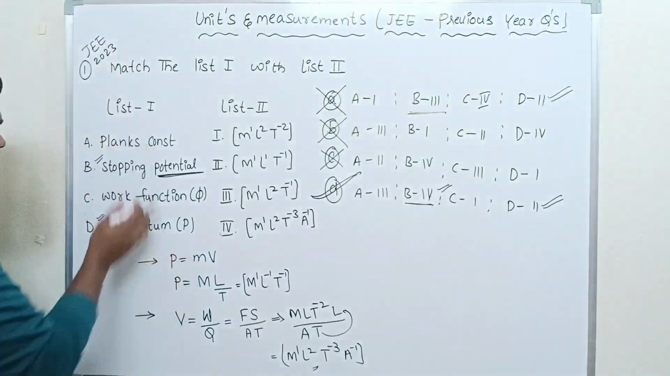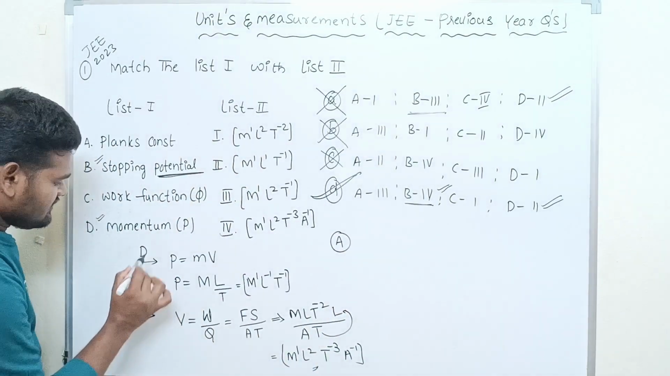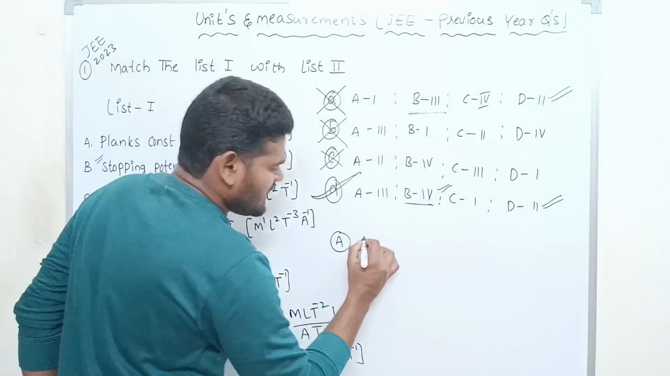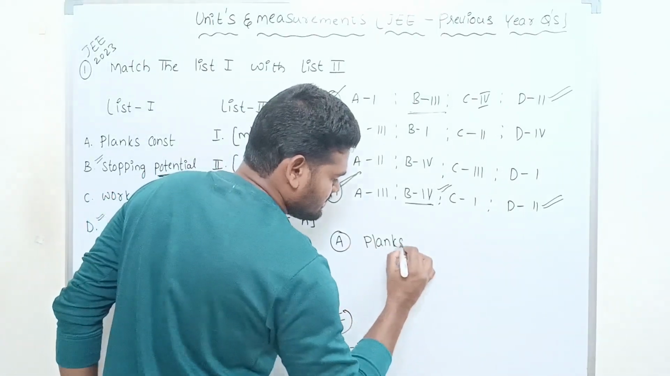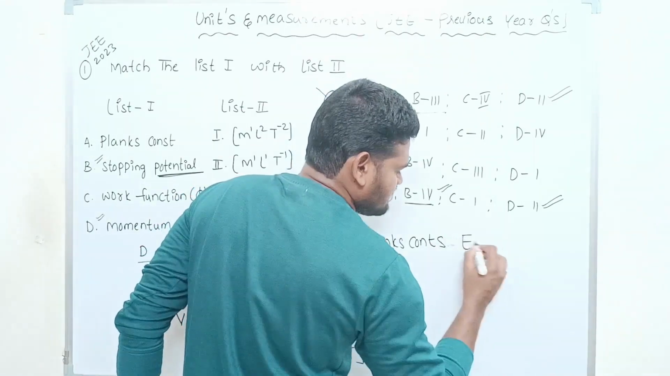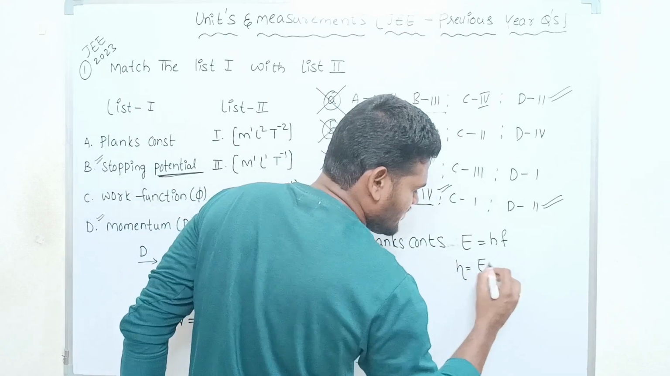Okay, let's solve another 2 also. Let us say A, this is D, this is B and A. What is A? Planck's constant. Already I told you that E is equal to HF, where H is called Planck's constant. H is equal to E by F.